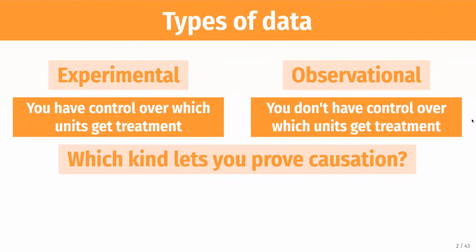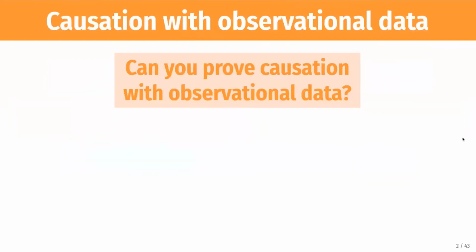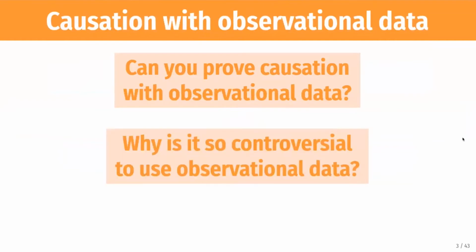You're all optimists. It can be both. And this is good, because 20 years ago, you would have all just said experimental only. We can't use any observational data ever, so don't even try. But we can prove causation using observational data. It is entirely possible. So can you prove causation with observational data? Yes.